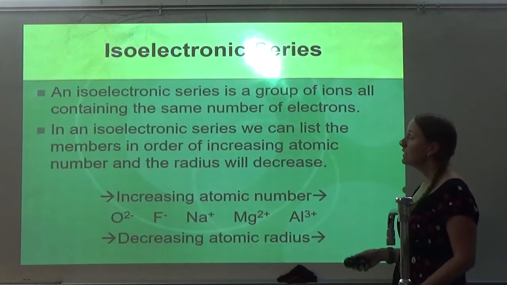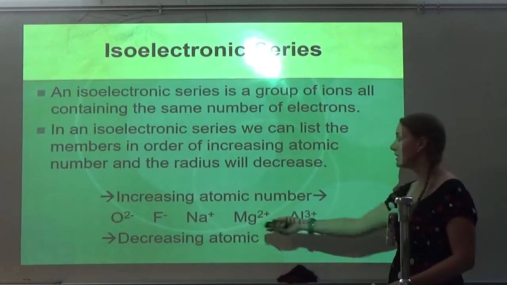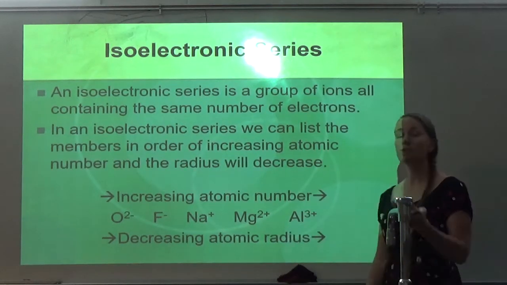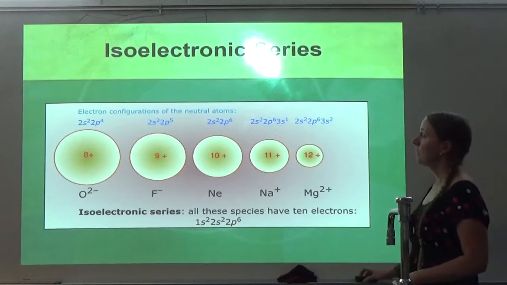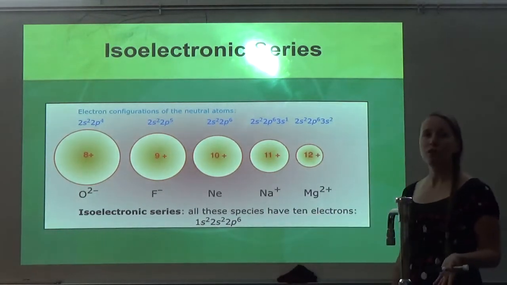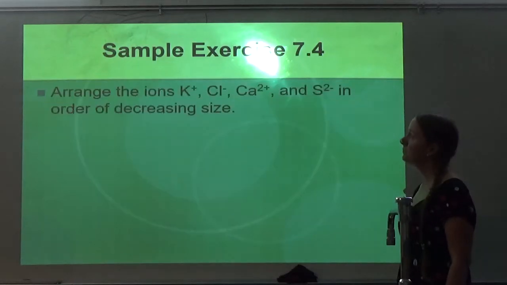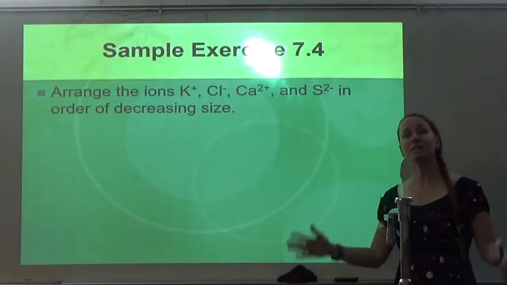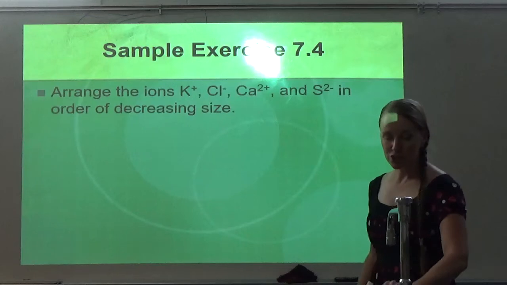All right, so if you ever need to do an isoelectronic series and you want decreasing atomic radius, just put them in order of increasing atomic number. And to see, here's all of them, but this one also includes Ne in its neutral form because it has 10 electrons.